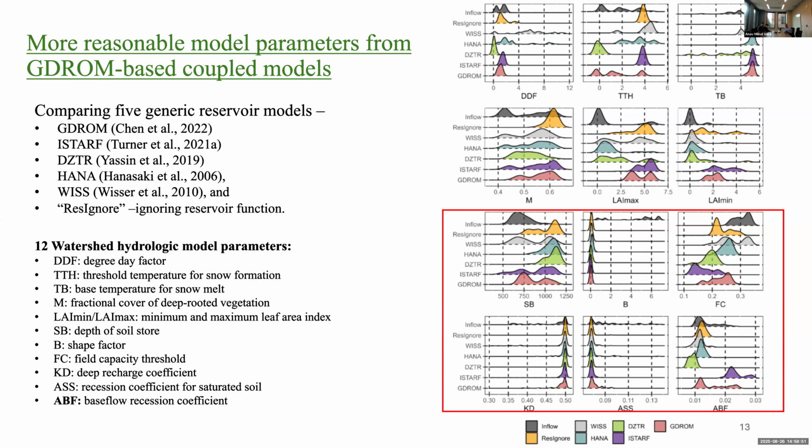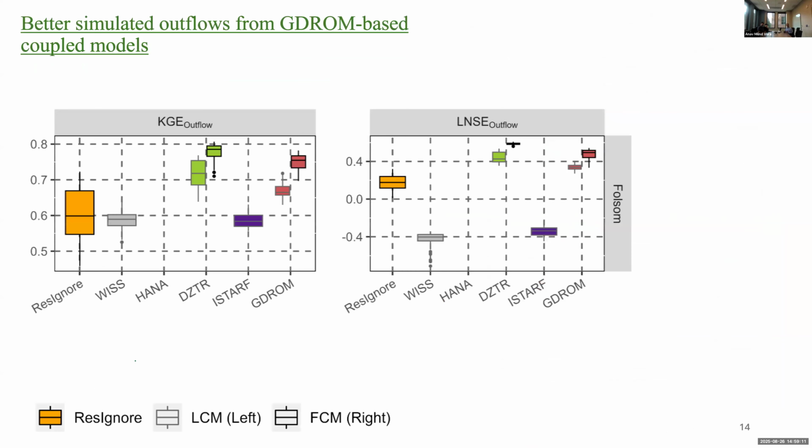So in conclusion, if we fully couple GDROM with a watershed model, we could end up with more reasonable parameters in terms of their distribution and magnitude. Now, next, I want to show some results regarding the outflow. Once we couple the reservoir with the hydrological processes, we check to what extent the reservoir outflow matches the real world condition, matches the reality.